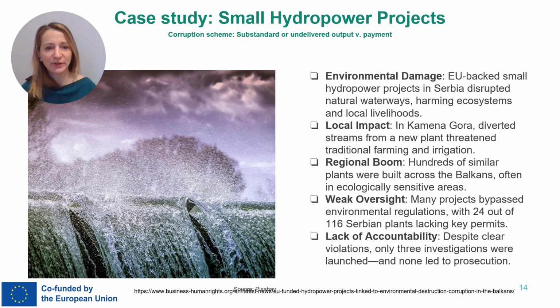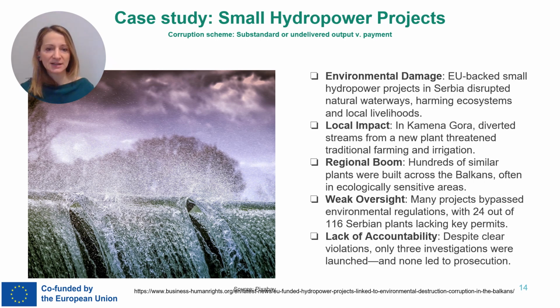Let me present you another example of a project, a case where green energy went seriously off track. Across the Balkans, small hydropower plants were promoted as a part of the EU's push for renewable energy. On paper, it sounded great: clean energy, local development and sustainability. But unfortunately, in reality, many of these projects cause serious environmental damage. These projects often diverted water from natural streams, drying up riverbeds and threatening biodiversity and local agriculture.